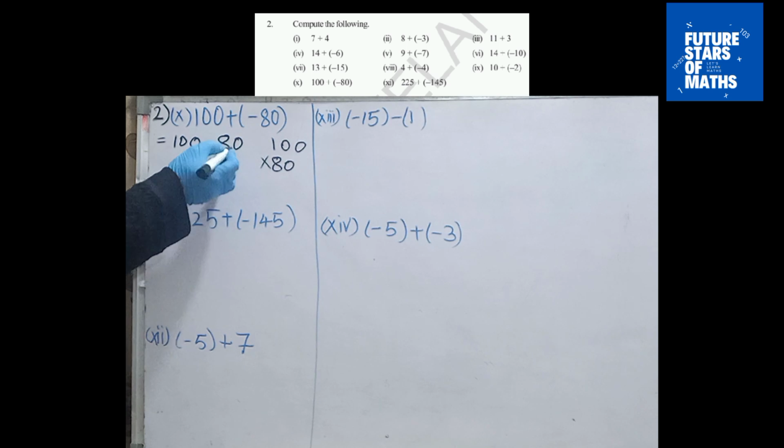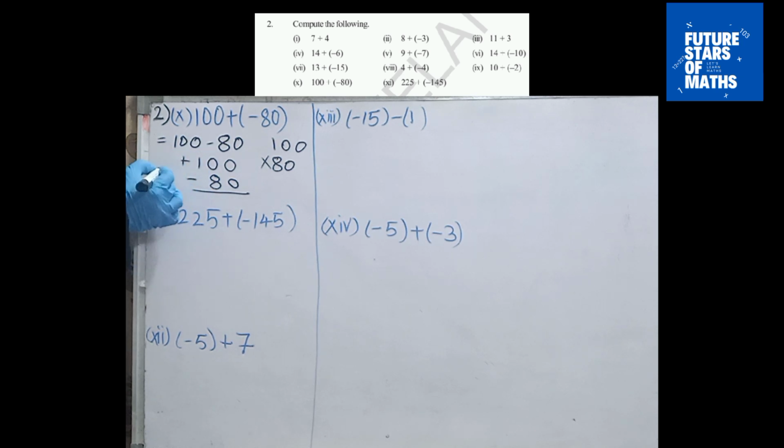Then the next number we should copy from ones place. Ones, tens. Now we will place the signs. Plus, before 80 we have minus. So I wrote minus. Plus into minus is minus. In answer what we will get? The sign of big number. So big number is 100. So we will get in answer plus.